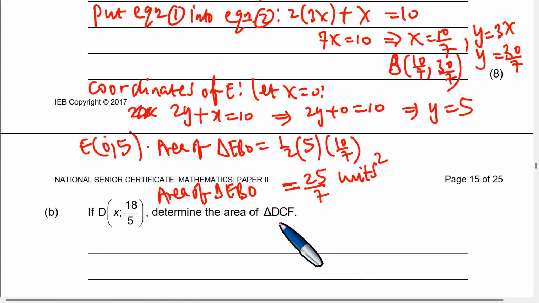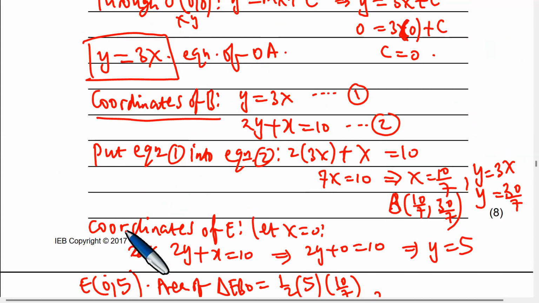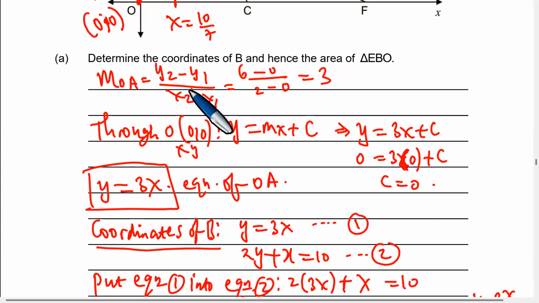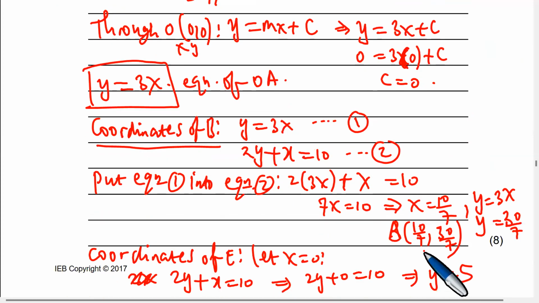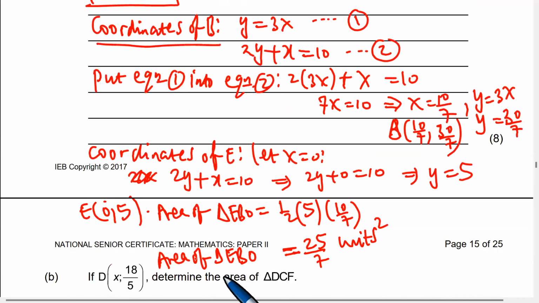If D has the coordinates x and 18 over 5, determine the area of triangle DCF. Okay, now they've given us the coordinates of D. Here they said this was a long question. Determine the coordinates of B and hence the area. We found the coordinates of B to be 10 over 7 and 30 over 7. And the area was found by using half base by height.